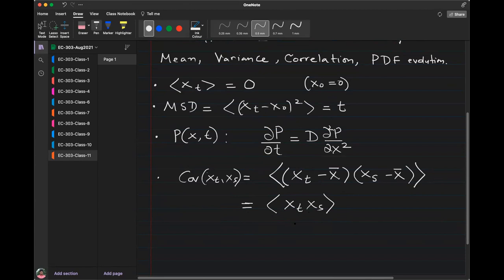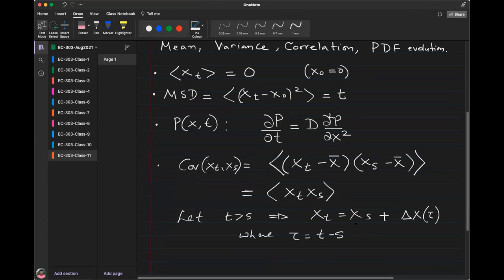And what is xt xs? Now let's make an assumption. Let t be greater than s. Okay, so this implies that we can write xt as xs, whatever location the animal was at, s, plus delta x of tau, where tau is t minus s.